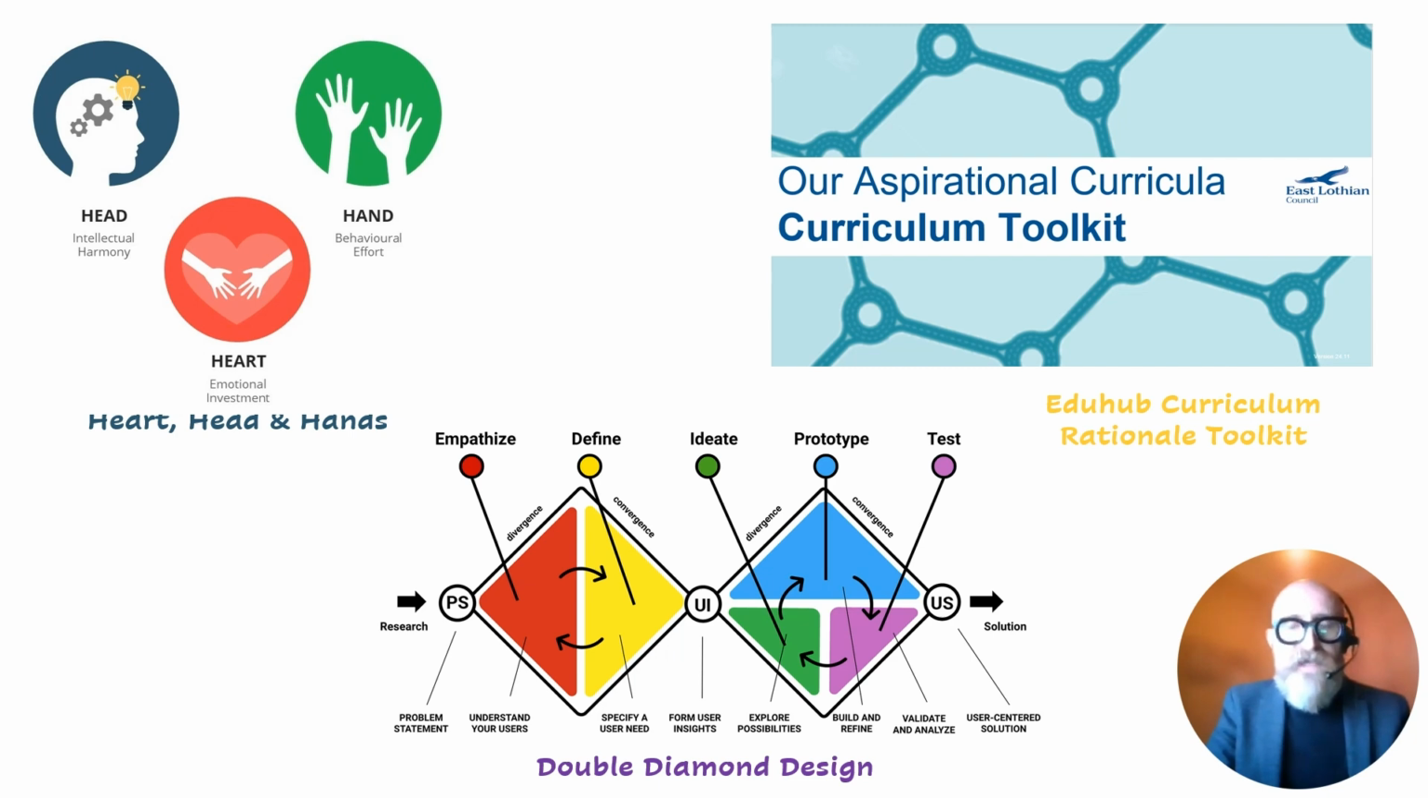The second of these is a double diamond design paradigm. This is a useful approach when considering system change leadership, and the sessions, the videos ahead, are designed to support you throughout this design process. Finally, our design development will be supported by East Lothian's Rationale Toolkit. This is available on the EduHub, as are the other tools and resources available to support this.